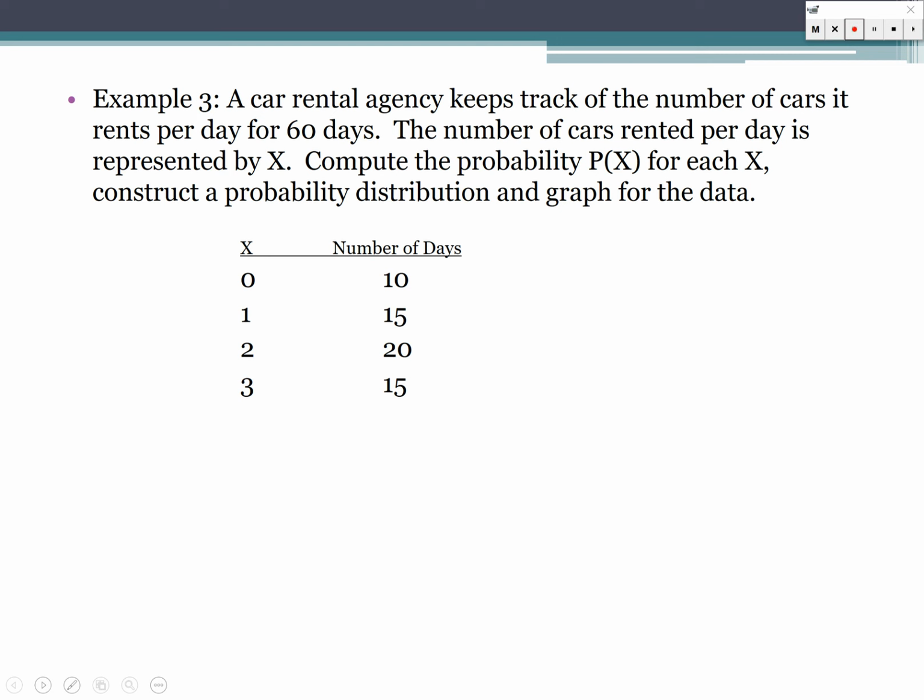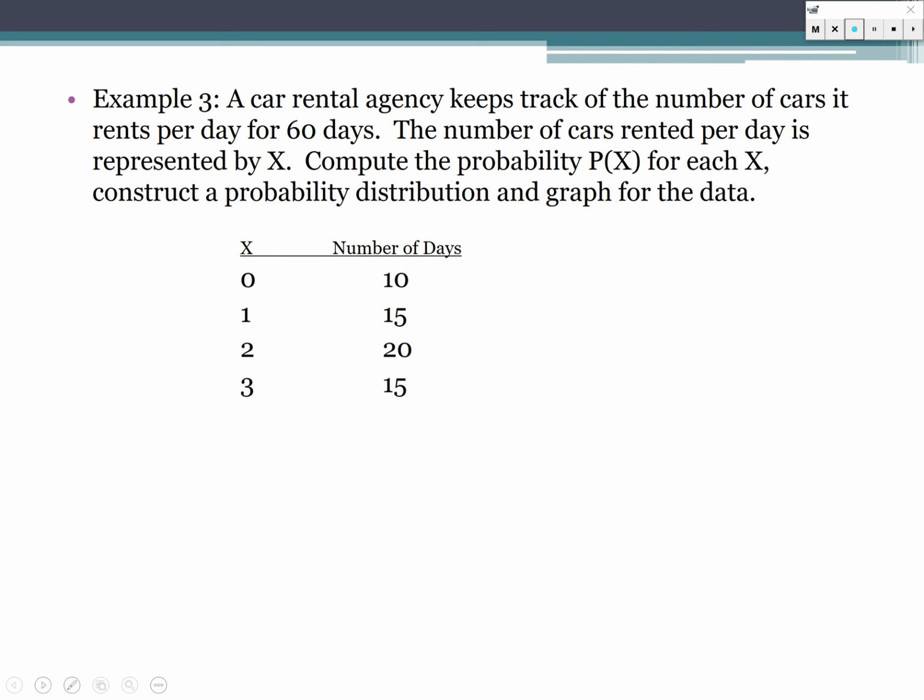The number of cars rented per day is represented by X. Compute the probability for each outcome. And we want to construct a probability distribution and a graph. If you want to try this on your own before I go through it, take a pause here and go ahead and try. If you want to just follow along with me, that's entirely up to you. If it were me, I would pause here and try this one myself.